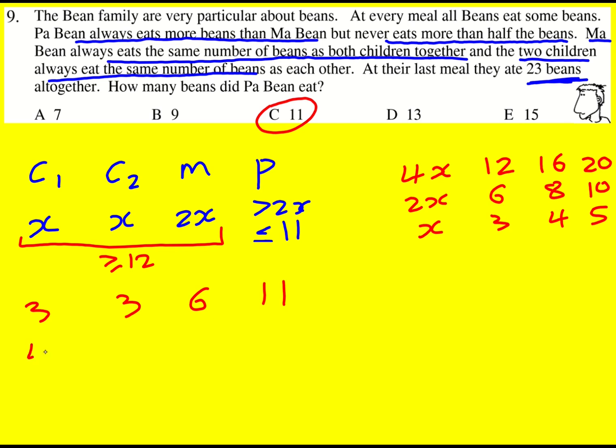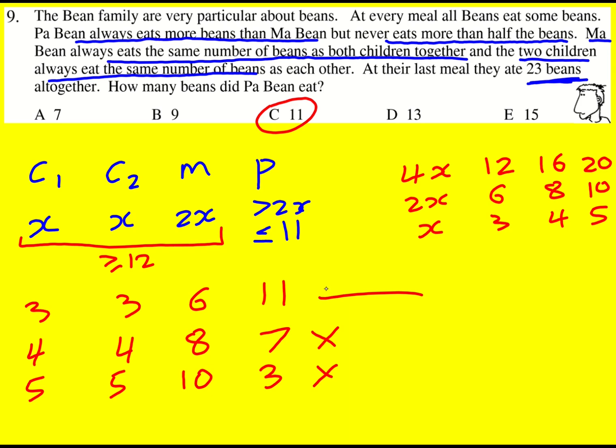If x was 4, then we'd get 4, 4, and 8, which would take me to 16, and then Pa Bean would eat 7. But remember, he eats more than Ma Bean, so there's no way that can work. And if we went with 5, 5, and 10, actually, he'd only eat 3. That wouldn't work either. So it's got to be this.